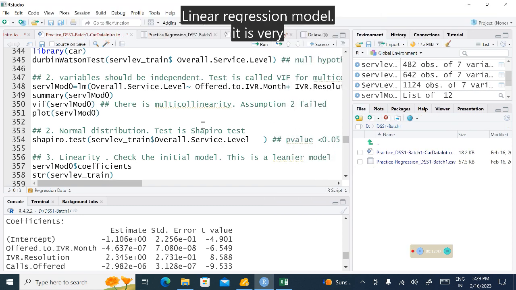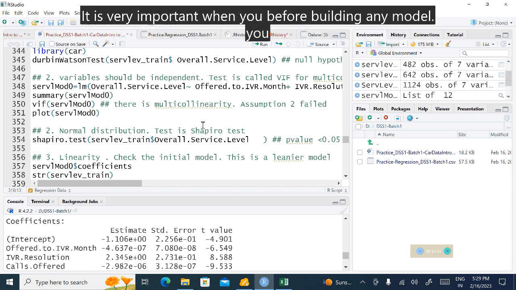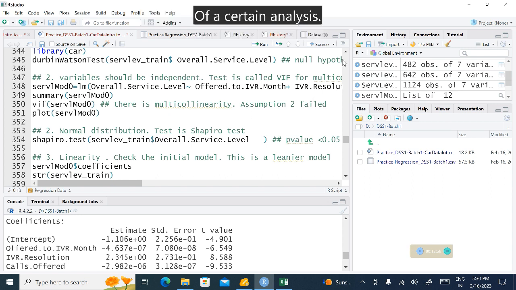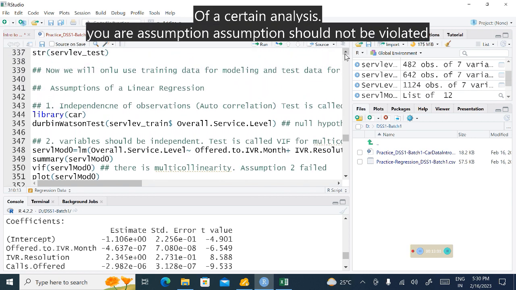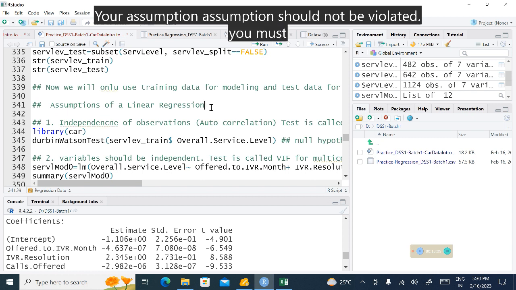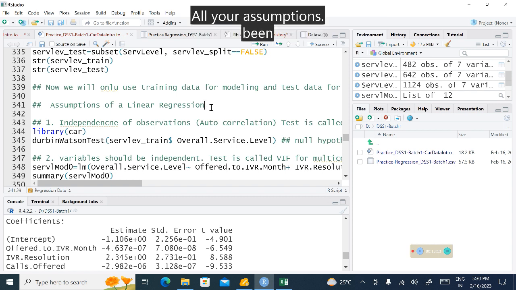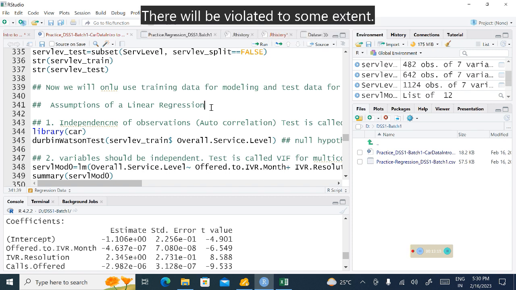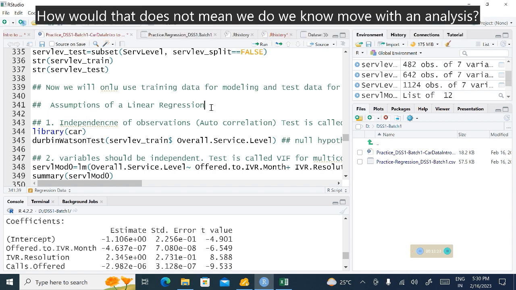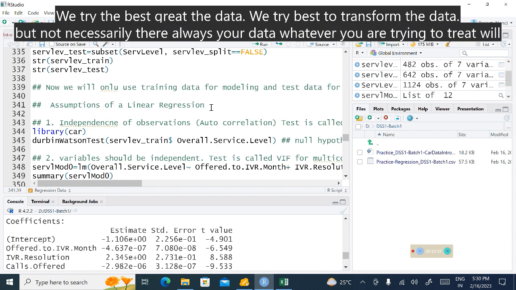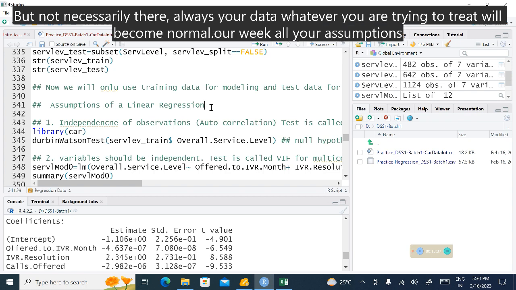It is very important, before building any model, that you understand the assumptions of a certain analysis. Your assumption should not be violated. You must try to validate the assumptions. In reality, all your assumptions may not be met. They will be violated to some extent. However, that does not mean we don't move with analysis. We try our best to treat the data, we try our best to transform the data, but not necessarily that whatever you try to treat will always become normal or meet all your assumptions before the analysis.